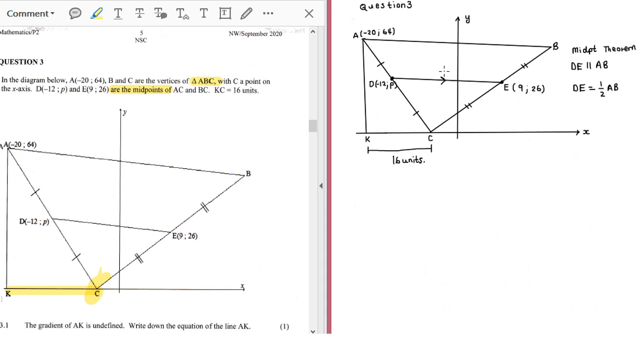Okay, so we now know that DE is parallel to AB. We might use it, we might not, you never know. Okay, so let's look at the questions.